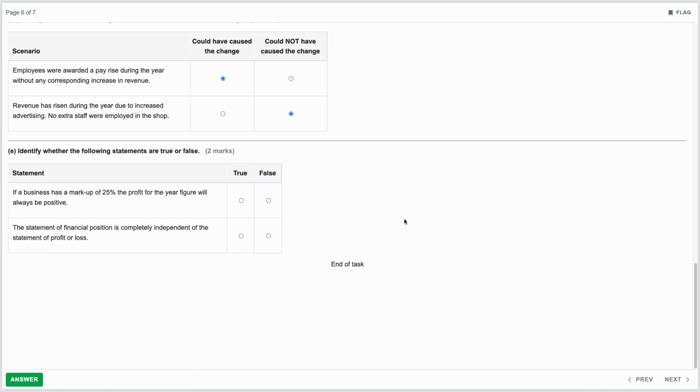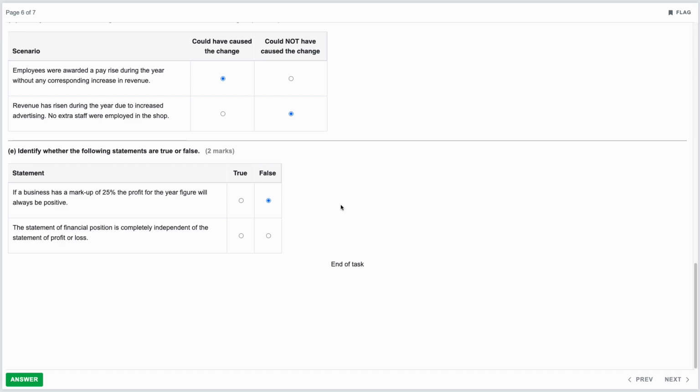Okay, part E then. Identify whether the following statements are true or false for 2 marks. The first one then, if a business has a markup of 25%, the profit for the year will always be positive. Well, that would definitely be false. So the gross profit for the year you would expect to be positive, but the profit for the year not necessarily, because obviously we have expenses within the business and they're deducted from that gross profit before you get to your profit for the year. So the business could have had high expenses within the year, causing them to have a loss. So that one would be false.